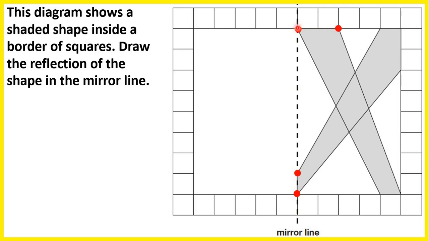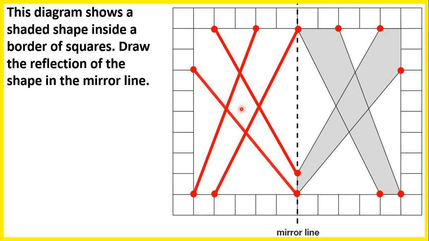This point here is 2 squares to the right, so from the mirror line we can go 2 to the left. This point is 4 to the right, so we can go 4 to the left. This point is on the end 2 down, so we can go 2 down from the end. This point here is in the corner, and this point here is 1 before the corner. So now that we've dotted the points, we can connect them, and we've reflected our shape in the mirror line so that we have the same reflected on both sides.